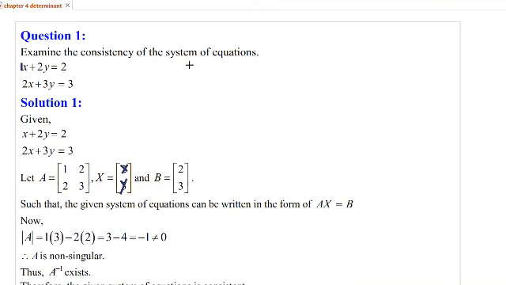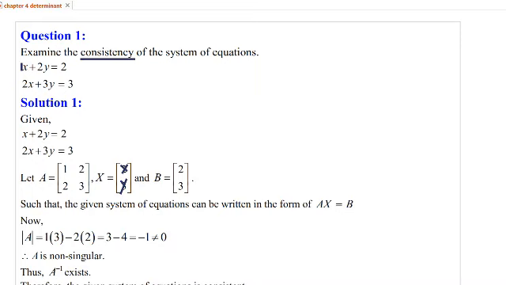Examine the consistency of the system of equations. This word consistency, you must have already heard it in class 10th. Two lines are called consistent if it is possible to find the value of x and y from those two lines. Graphically, consistency means that those two lines either are coincident or they intersect each other at a point. Inconsistency means that the lines are parallel. So this consistency we have to check.